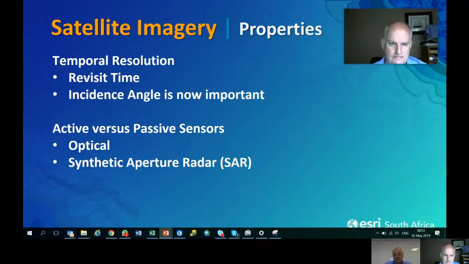The next issue is the difference between active and passive sensors. Now, a passive sensor is typically an optical sensor. It's looking at the solar radiation as it's reflected from the Earth, and that's where we get our near-infrared, our shortwave infrared, and our red, green, and blue values.